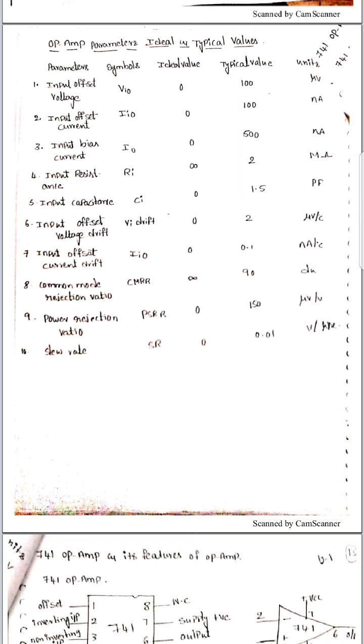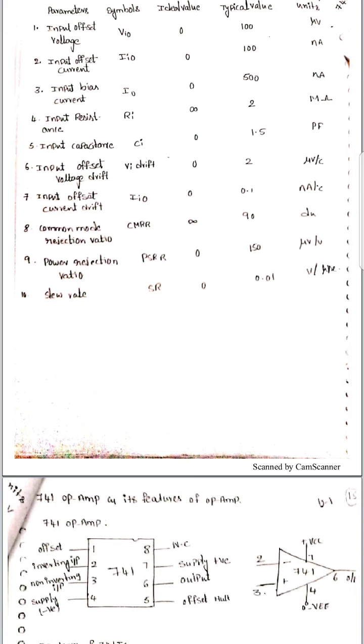Input capacitance Ci: ideal value 0, practical value 1.5, units picofarads. Input offset voltage drift: ideal value 0, practical 2, units microvolts per degree centigrade. Input offset current drift IIO: ideal value 0, practical value 0.1, units nanoamperes per degree centigrade. CMRR: ideal value infinity, practical value 90, units dB. PSRR: ideal value 0, practical value 150, units microvolts per volt. Slew rate: ideal value 0, practical value 0.01, units volts per microsecond.